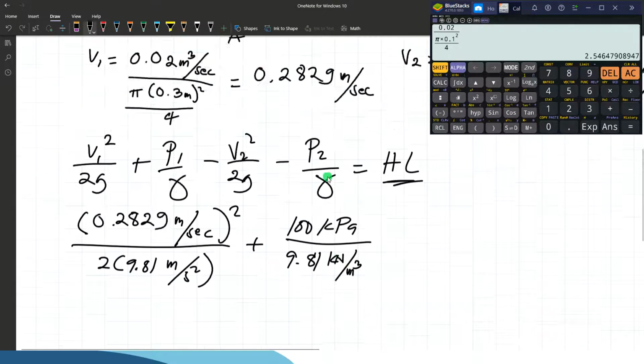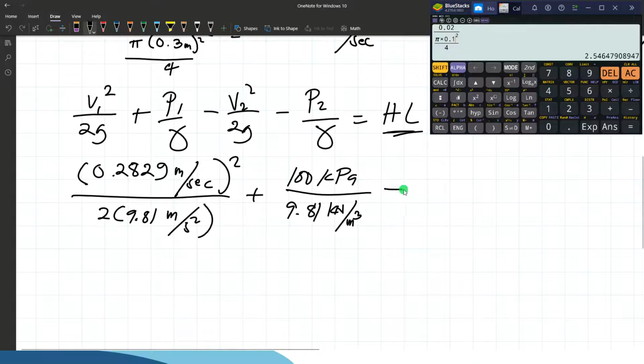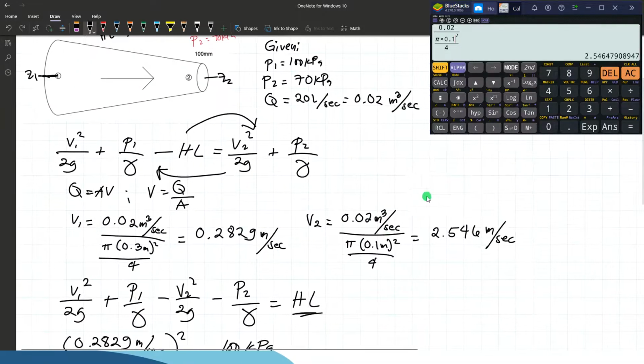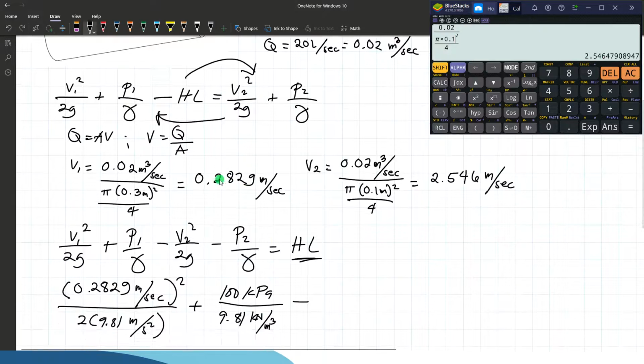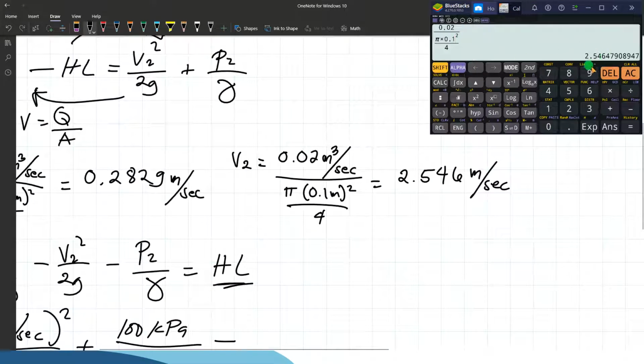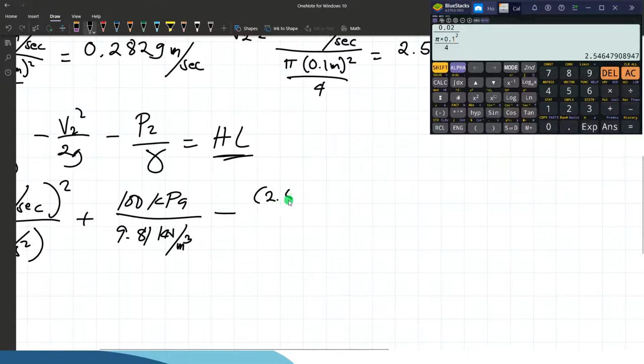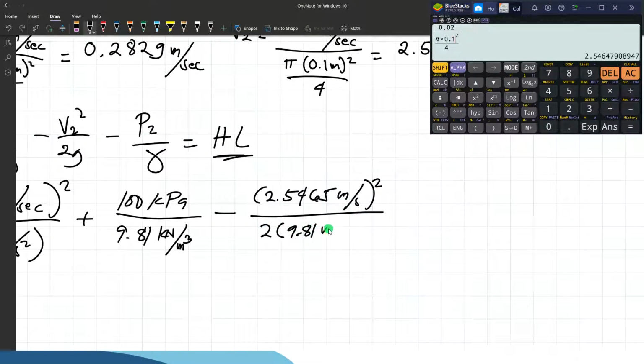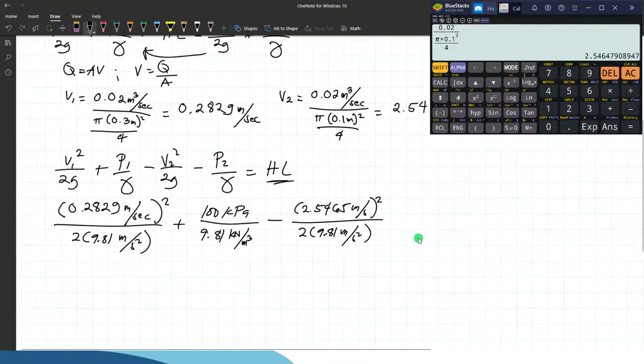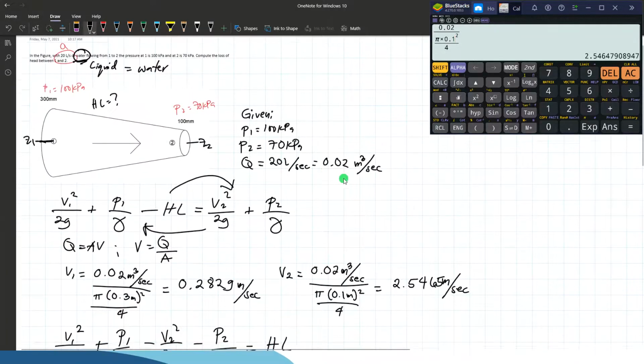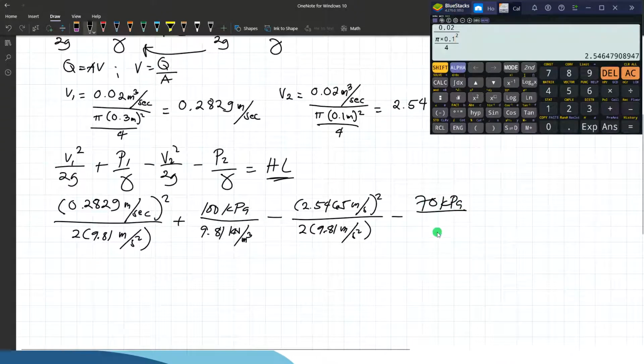kilonewtons per cubic meter. Minus velocity 2. So velocity 2.546, or to be consistent we use 4 decimal places, 2.5465 meter per second squared over 2 times 9.81 meter per second squared, minus pressure at point 2, 70 kilopascal over 9.81 kilonewtons per cubic meter. That will be equal to the total head loss.